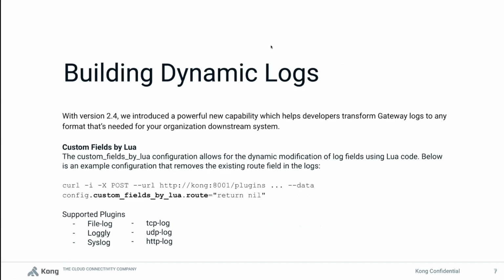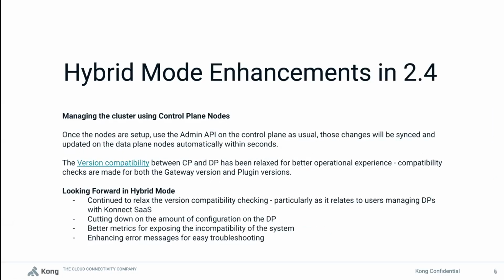Now, starting with Kong Gateway 2.3, the control plane nodes can also perform version compatibility checks to determine if the data plane can safely be synced. If the compatibility checks fail, the control plane stops pushing out new configs to the incompatible data plane in order to avoid breaking them. With our release of Gateway 2.4, we've further relaxed some of these compatibility checks to make it easier for administrators to test and upgrade the cluster on a schedule that they see more fit.